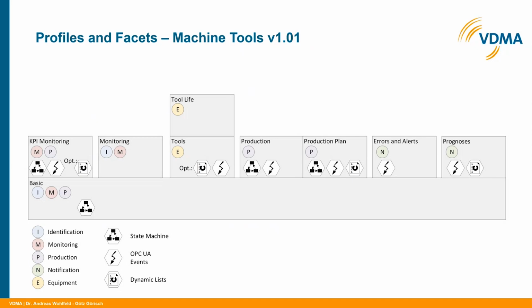Built on that basic profile, you can basically pick, depending on your need for that product, because we introduced, competitors are here at the table. We cannot discuss certain products. So we needed to create building blocks where everyone can or could build their product for connectivity out of it. And we started in defining these facets to build upon that, like monitoring, like tools, production, errors, and prognosis. These are the first levels you can build.